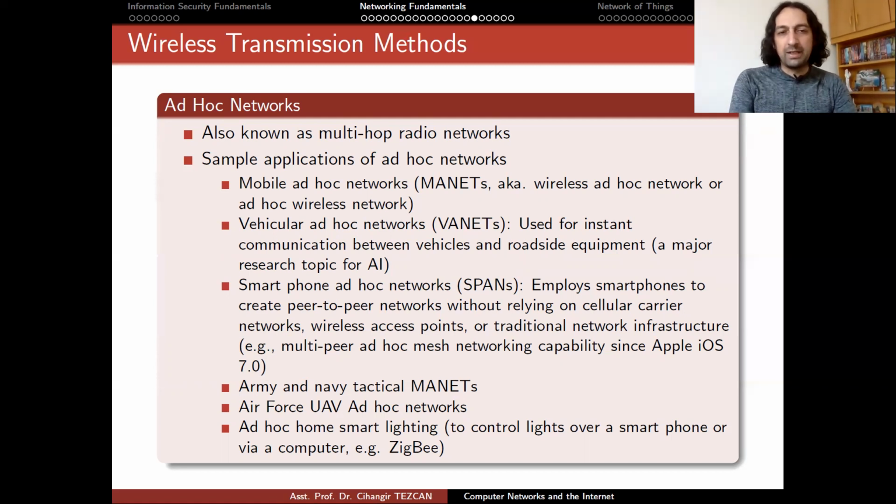Other examples are Army and Navy tactical MANETs, Air Force UAV ad hoc networks, and ad hoc home smart lighting to control lights over a smartphone or via computer. For example, Zigbee communication can be used. So these are very popular areas. Actually, this is what led to the idea of the Internet of Things. So we will talk about it in a minute.